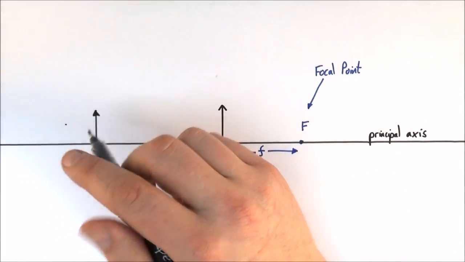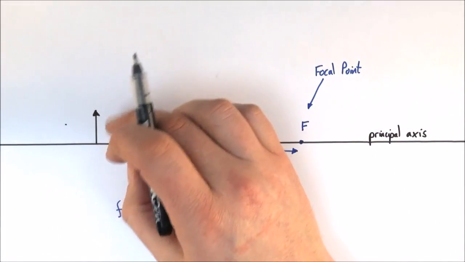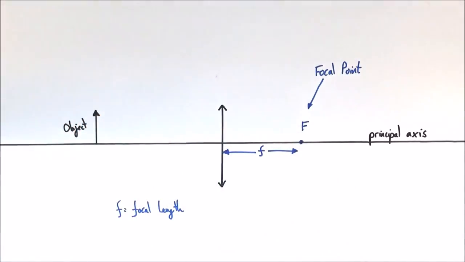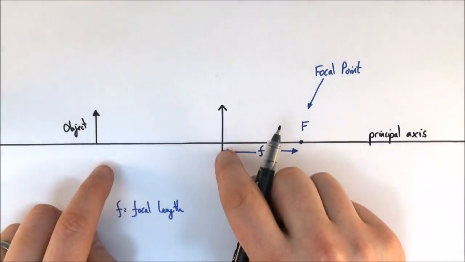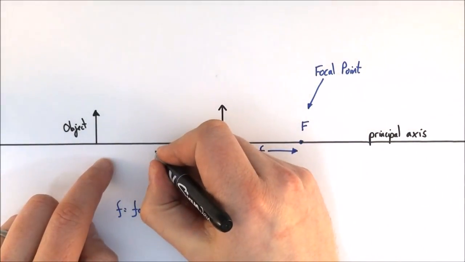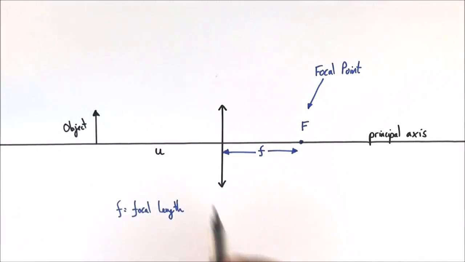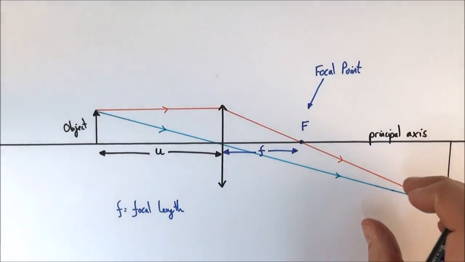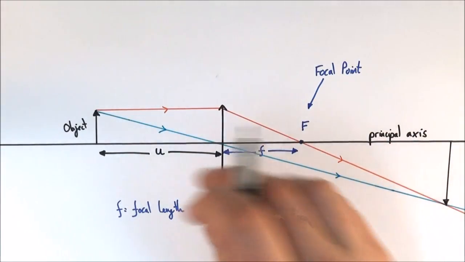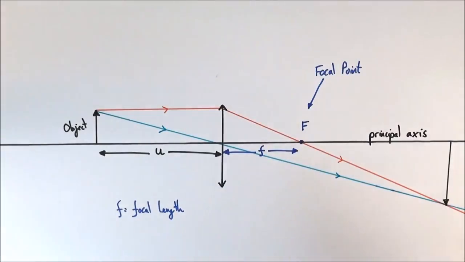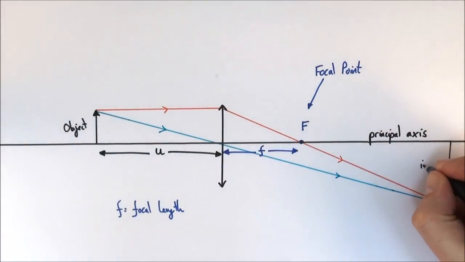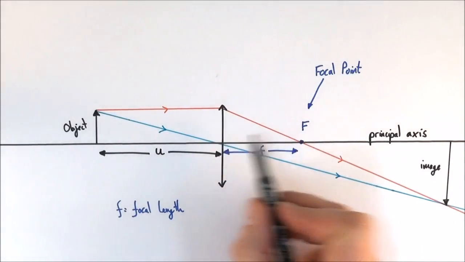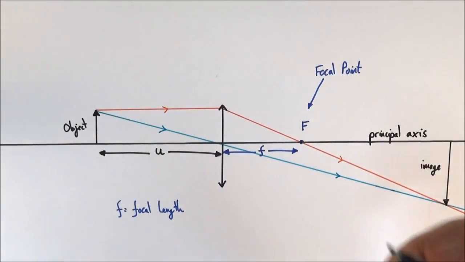Another convention is that we often draw the object as an arrow to show which way up it is. So over here what I have is an object, and it's a certain distance away from the centre of the lens, and this is a distance of u. Now I have a few more videos that talk about the construction of these ray diagrams for objects at different distances away from the lens, but the key thing here is that over here we have an image, in this case upside down, and the distance from the lens to the image is distance v.